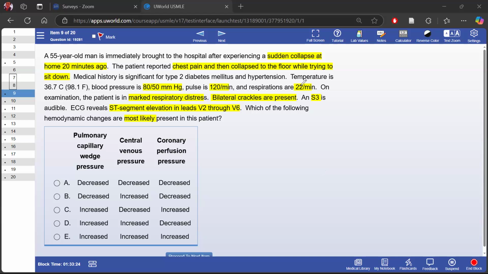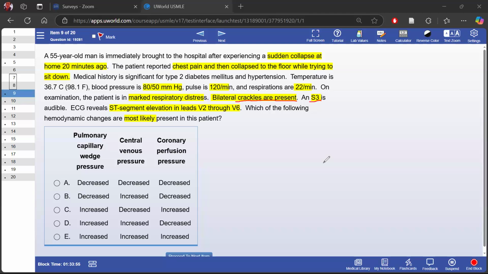But in this case, what's specific for left heart failure is going to be the crackles. You have crackles in the lungs. If the left heart fails, fluid will back up into the lungs, right? So that is more suggestive of left heart failure. And also we have S3. S3 means dilated ventricles, dilated chambers, right? So also left heart failure.